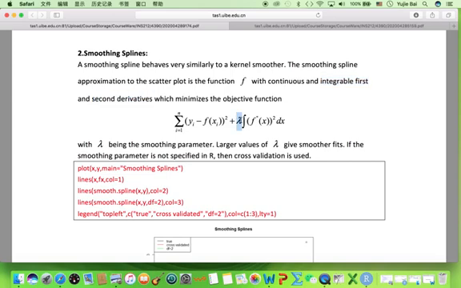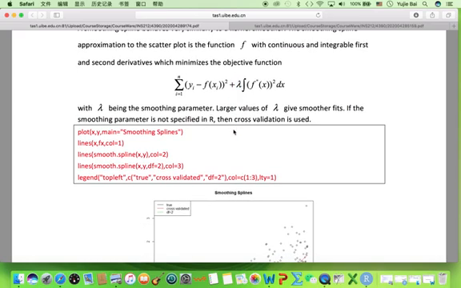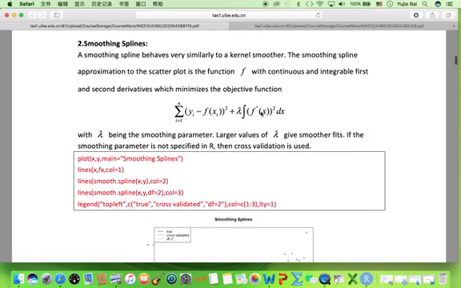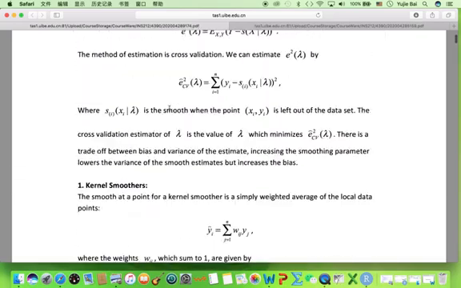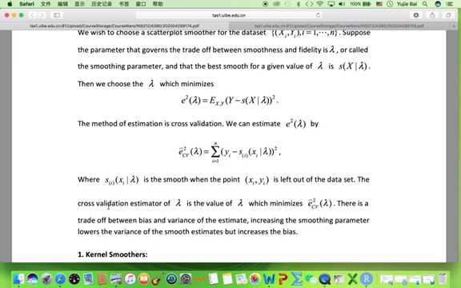Lambda here is the smoothing parameter. It controls the smoothness and the goodness of fit for this curve. Larger values of lambda give a smoother curve. This lambda value can be determined by the cross-validation method, exactly the same as the cross-validation estimation method, with exactly the same procedure here.